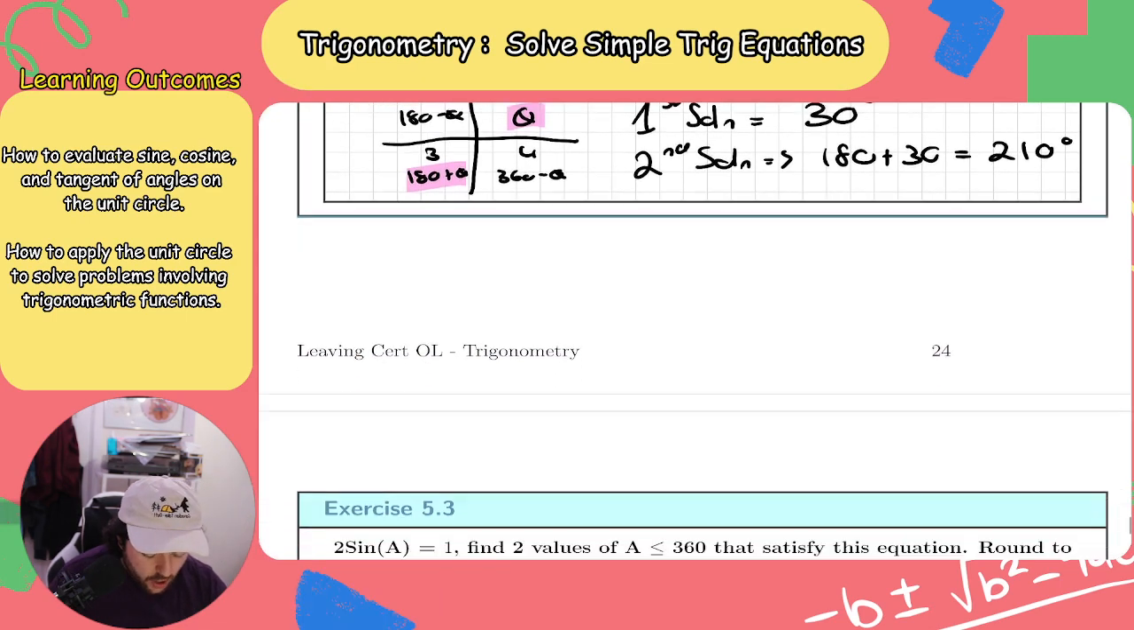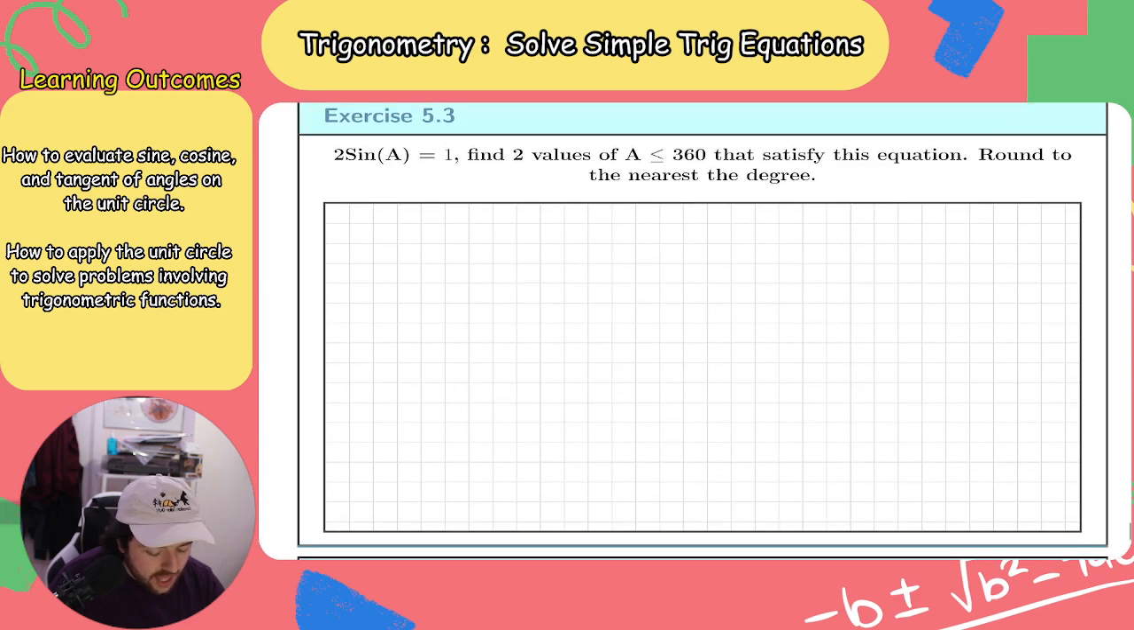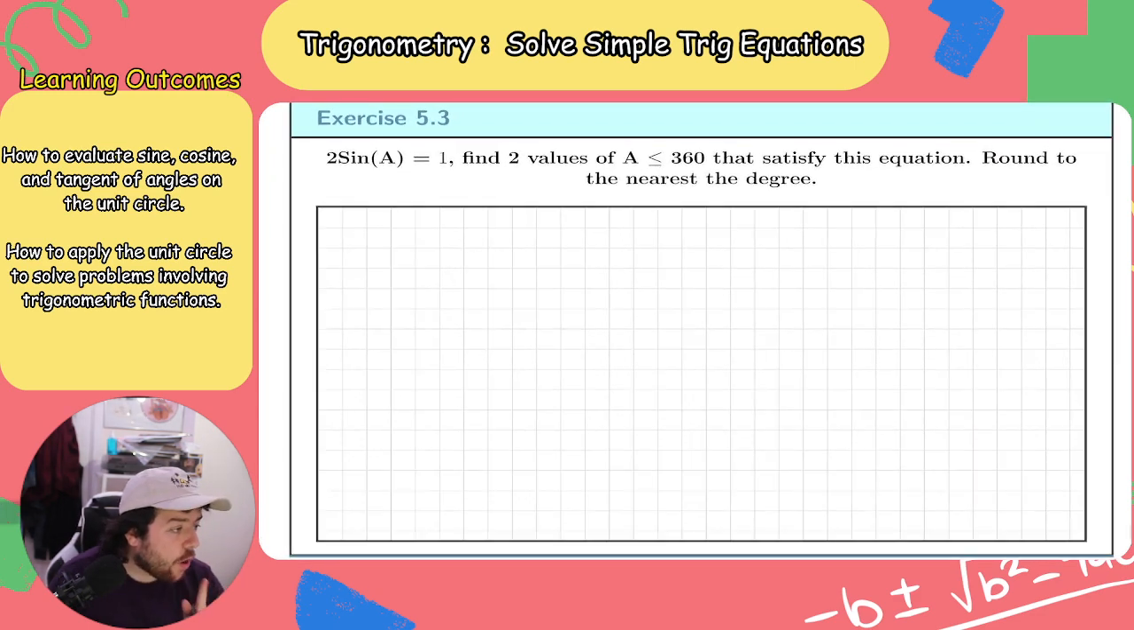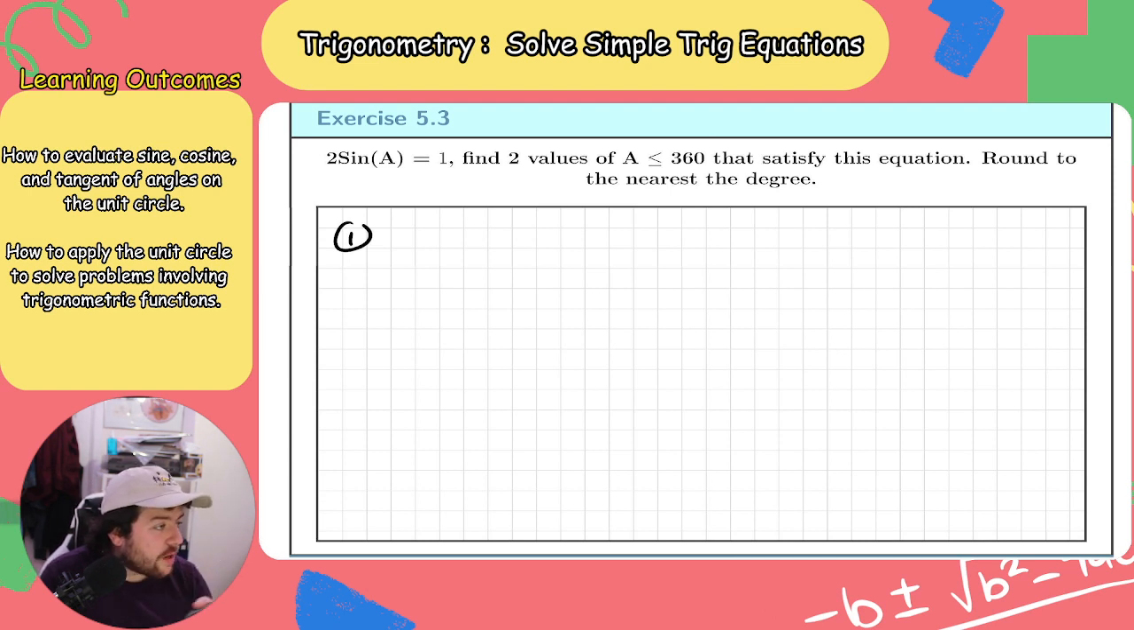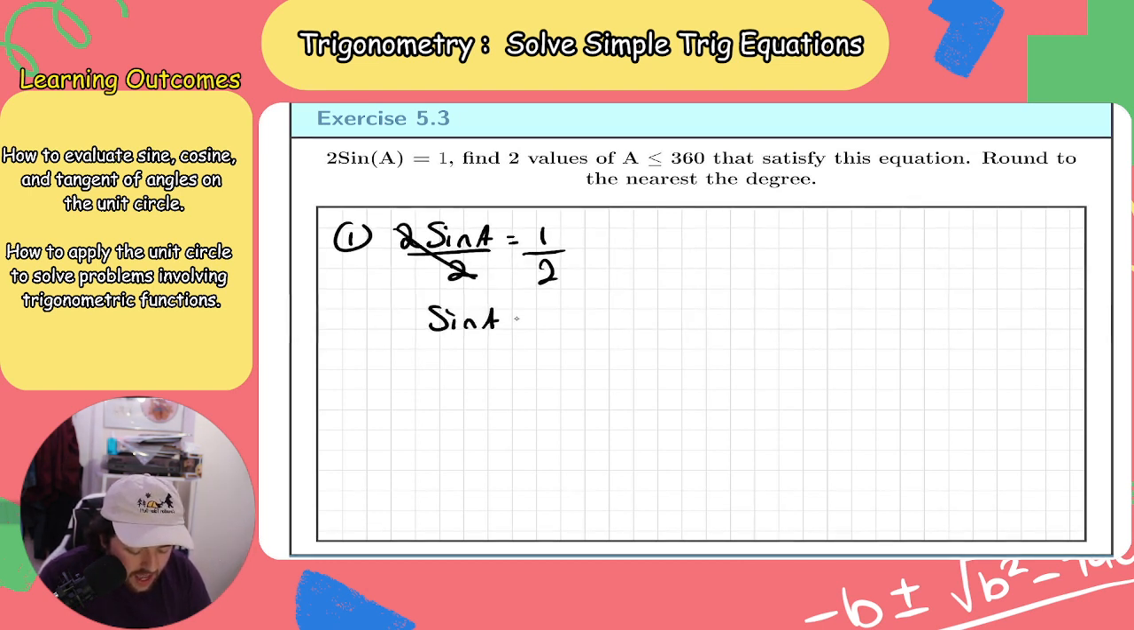Now, sometimes we can get trickier ones. Like, for example, here, I could have a coefficient in front of my trig ratio. So I have 2 sine A is equal to 1. Well, first, let's get rid of that 2. Divide both sides by 2. So I have sine A is equal to a half.